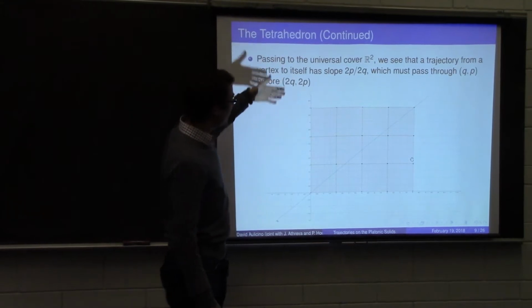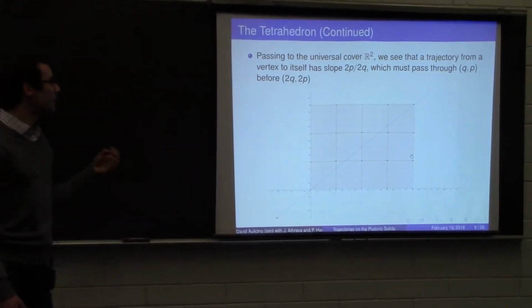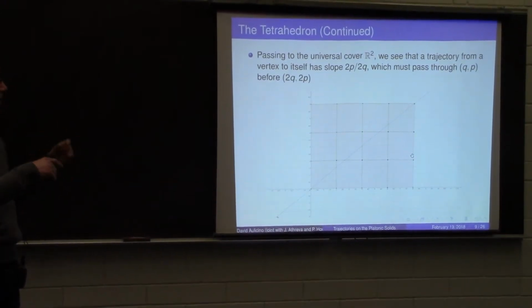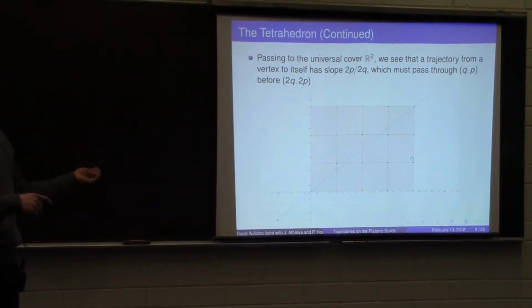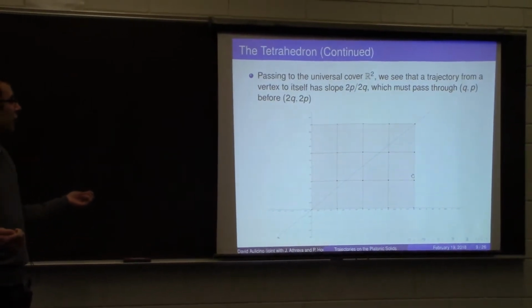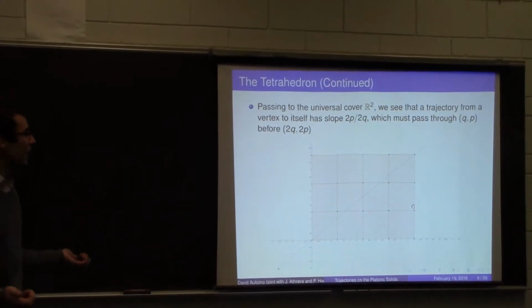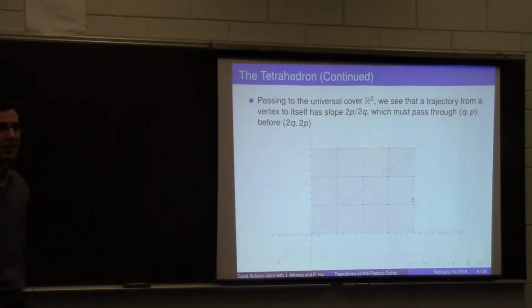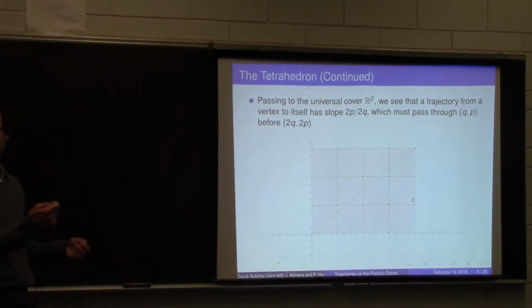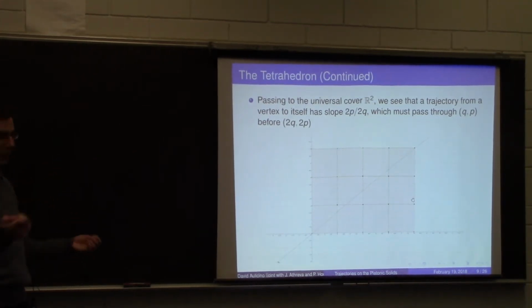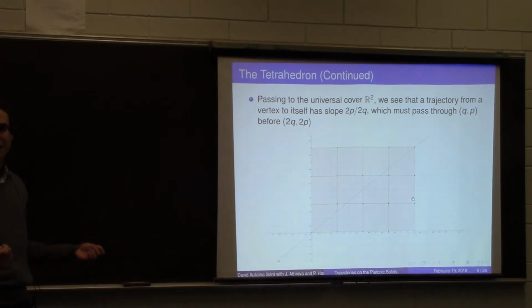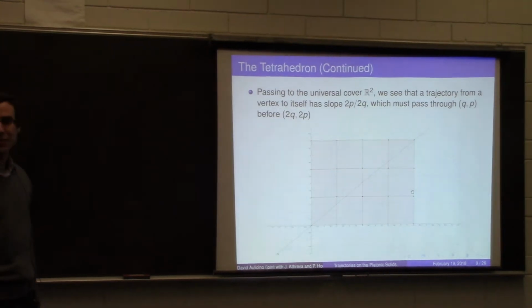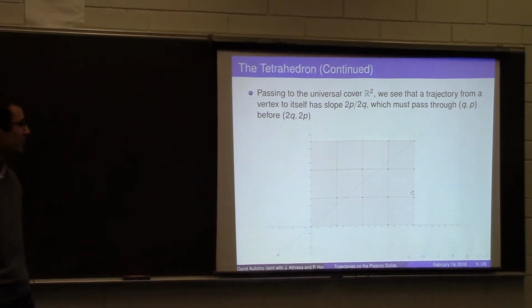So passing to the universal cover R2, we see that a trajectory from a vertex to itself, well, because it's a 2 by 2 grid, we're going to be connecting, let's say, the origin without loss of generality to (2q, 2p). But of course, the slope of that is a reducible fraction, and so it has to pass through (q, p). But (q, p) is another vertex of our tetrahedron. Therefore, that vertex is blocking us from returning to the vertex we wanted to start at, and that's the end of the proof for the tetrahedron.